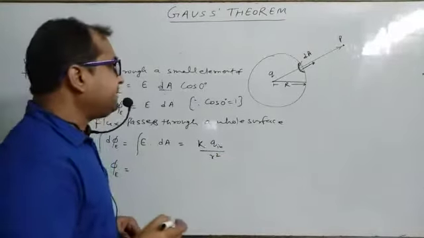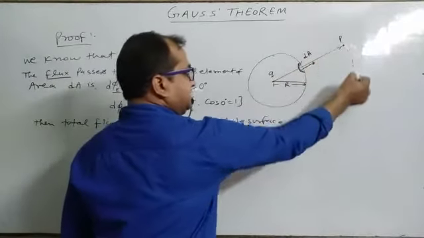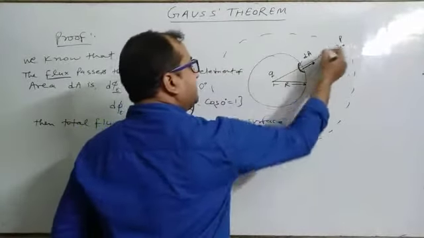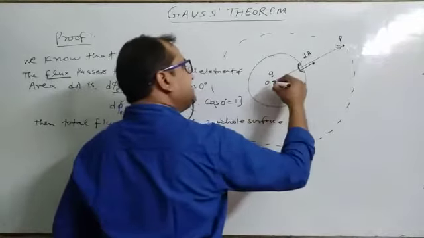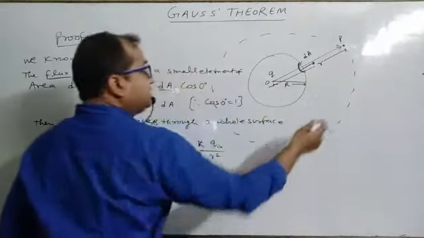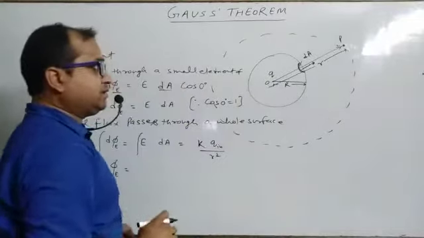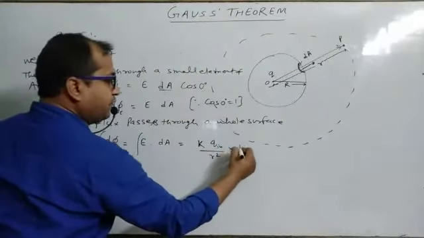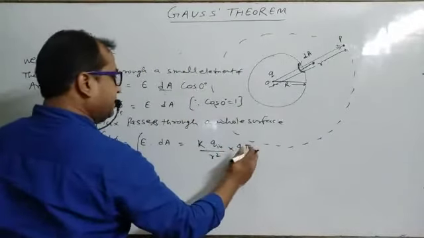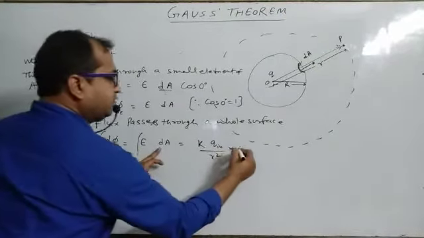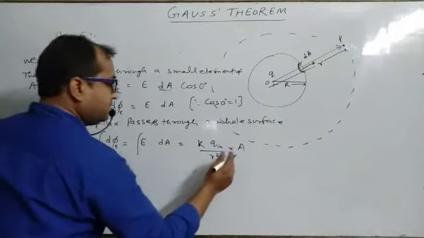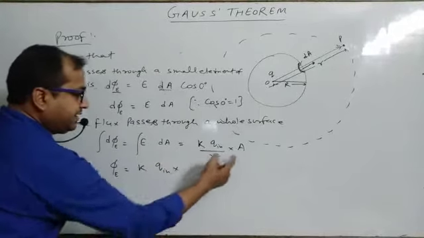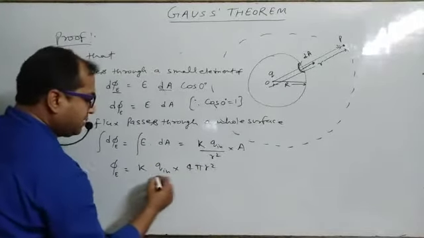What is the area? The distance from P to O is small r. The area of this surface is 4 pi r square. You know, the area of the whole sphere is 4 pi r square. But integration dA is equal to A, right? So k q in times the area 4 pi r square upon r square.